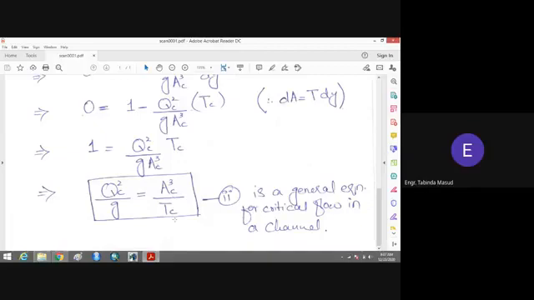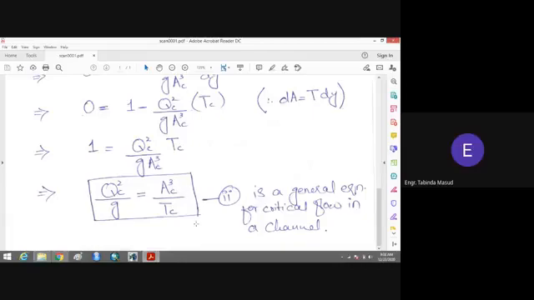Now once again I want to recall that this is a general equation for critical flow in a channel. You can use this equation for even rectangular channels also. If you are going to use this equation for the rectangular channel, then for the area of the flow you have to put the value of the area of the flow in a rectangular channel. That is very simple, B into y, width of the flow into depth of the flow.